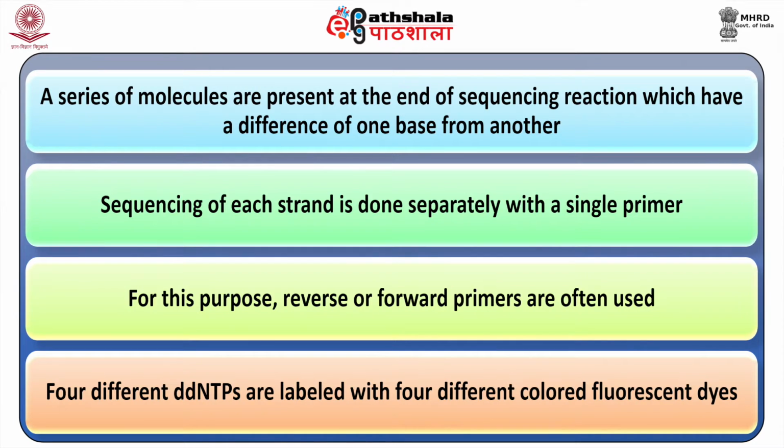The reaction mix contains extendable dNTPs and ddNTP terminators, which lead to extension of some portion of DNA. A series of molecules are present at the end of the sequencing reaction, which differ by one base from one another. Sequencing of each strand is done separately with a single primer. For this purpose, reverse or forward primers are often used.